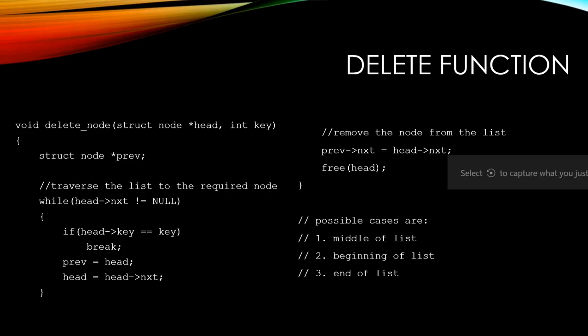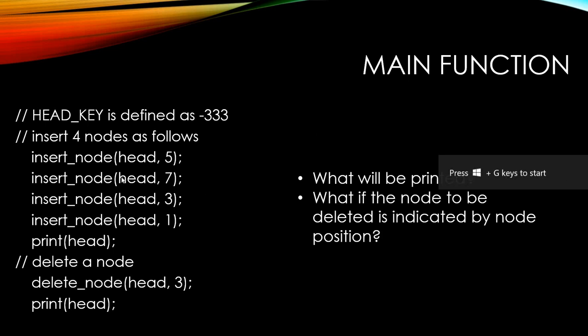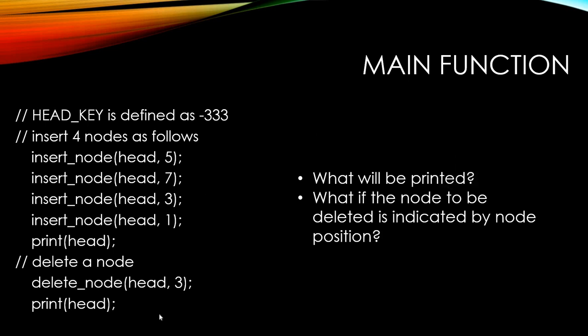Okay, so this is how the delete function works. If you have any questions regarding the delete function, you can ask again. This is the main function that we have already seen, and we have seen what will be printed, and what happens when one node is deleted.